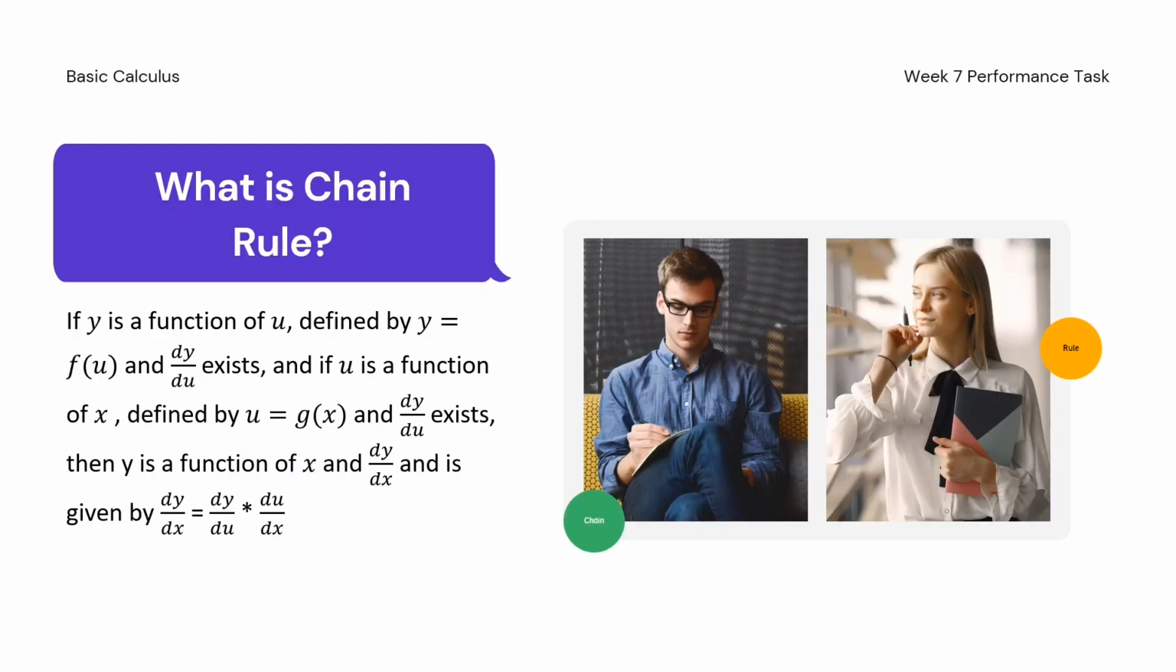So what is chain rule, by the way? If y is a function of u defined by y is equals to f of u and dy over du exists, and if u is a function of x defined by u is equals to g of x and du over dx exists, then y is a function of x and dy over dx is given by dy over dx is equals to dy over du times du over dx.